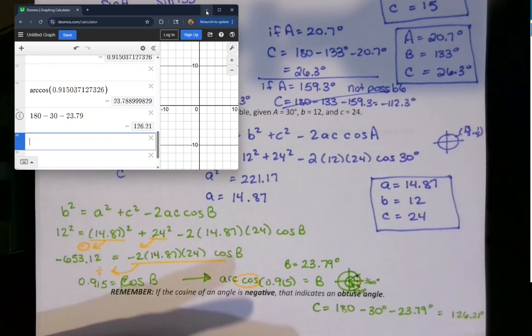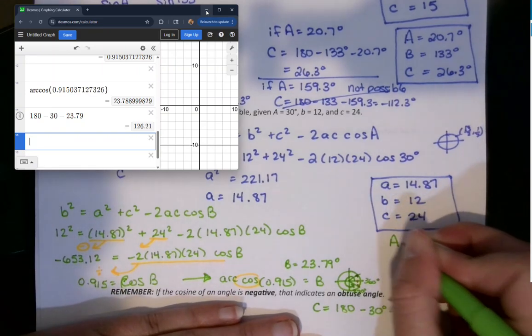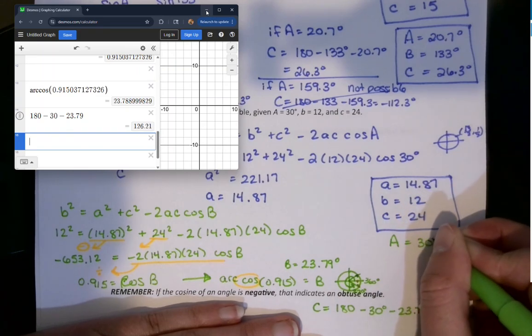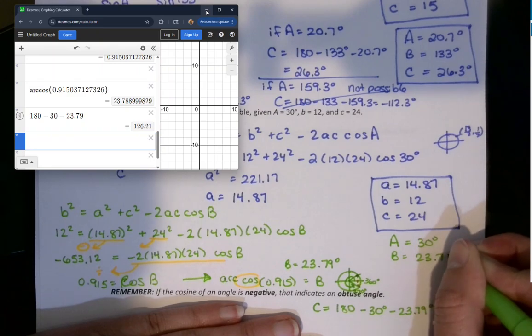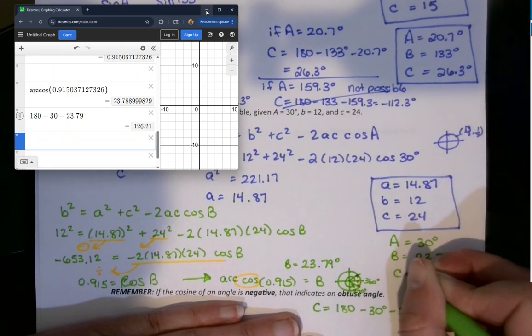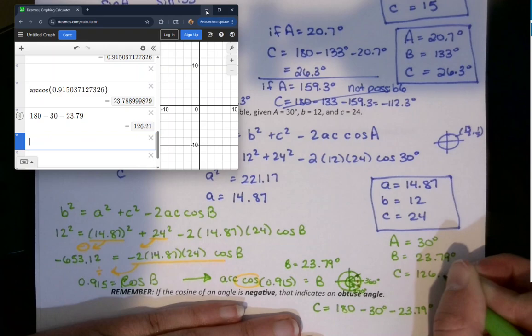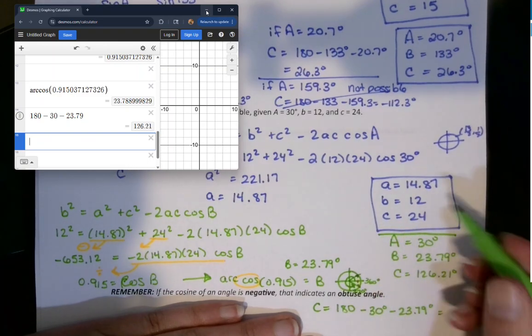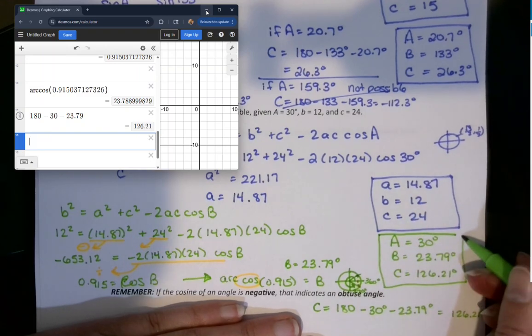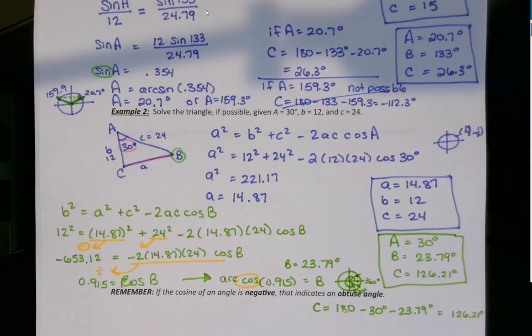126.21 degrees. So in conclusion, angle A, 30 degrees, angle B, 23.79 degrees, and angle C, 126.21 degrees. And we've solved this triangle. We found all three sides and all three angles.